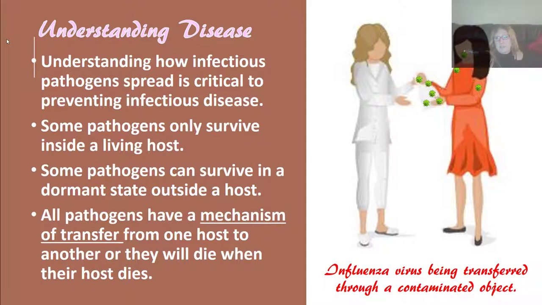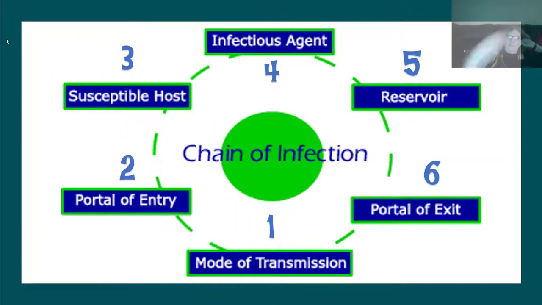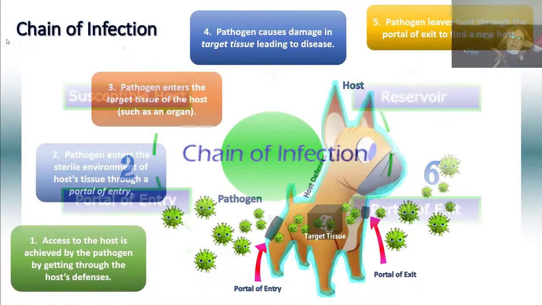I just have a little example here with my little influenza virus, my little green dots. This is just a little illustration of the influenza virus being transferred through a contaminated object, just to freak you out. Okay, so just an idea of the chain of infection, starting with the mode of transmission, and then a portal of entry to get inside of a host. And then you have the susceptible host, an infectious agent, a reservoir, and then a portal of exit.